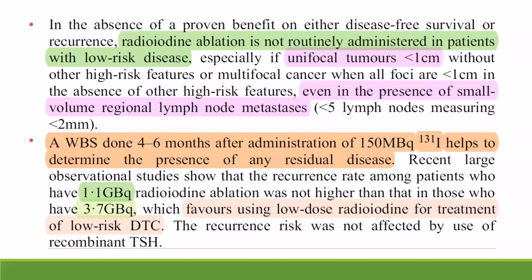So, radioiodine ablation is not routinely administered in patients with low-risk disease, especially if unifocal tumor less than 1 centimeter, without other high-risk factors. Even in the presence of small volume regional lymph node metastasis, less than 5 lymph nodes measuring less than 2 millimeters, we cannot give a radioiodine ablation.